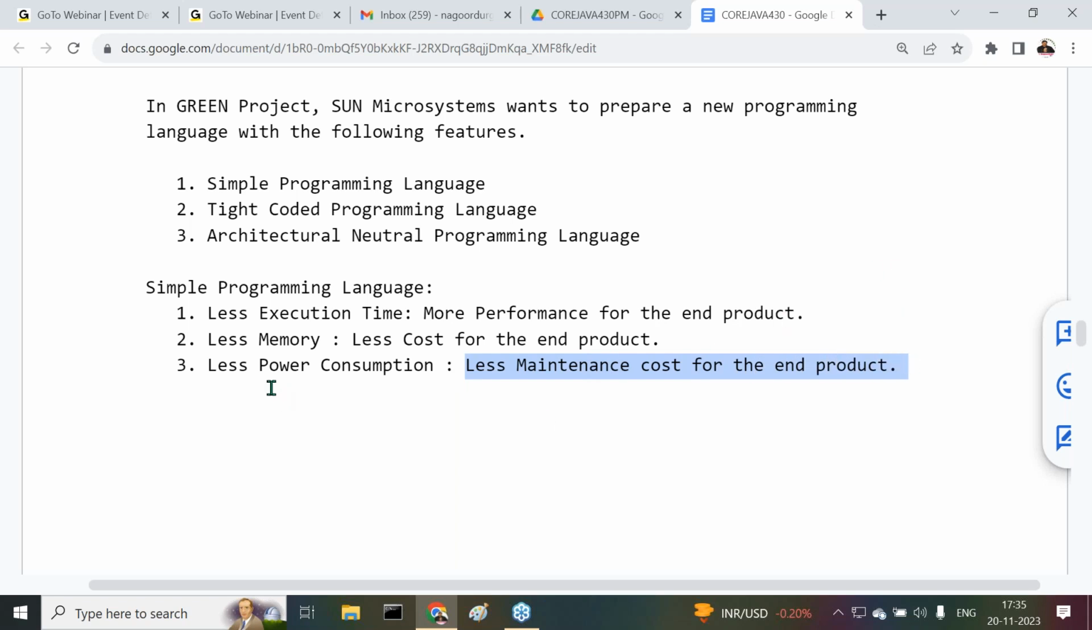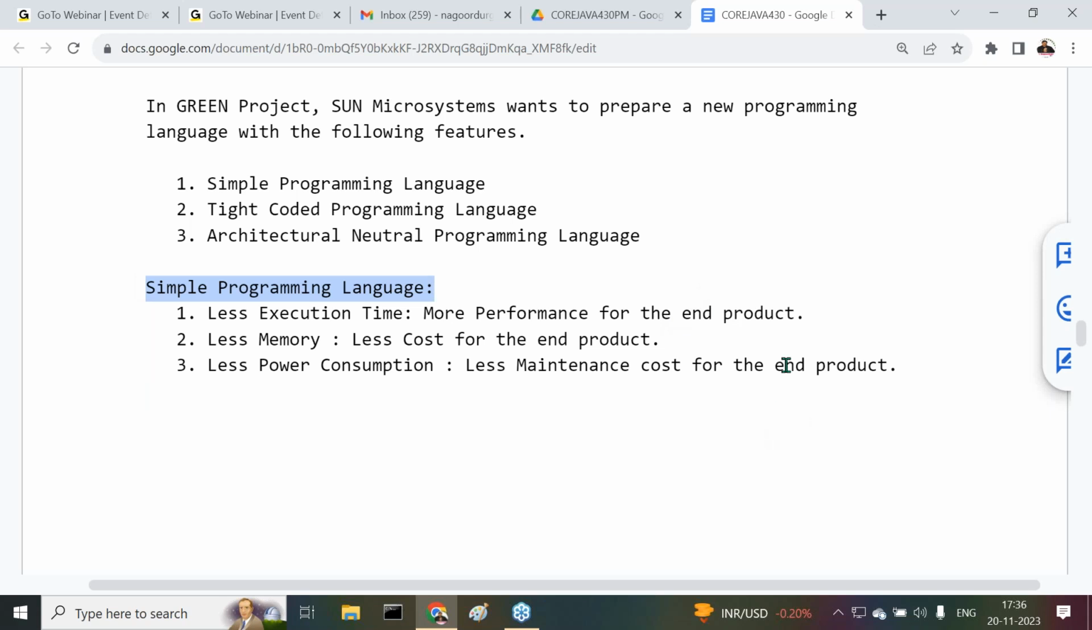If there is more energy consumption, automatically more maintenance cost will come, so demand will be reduced for the end product. These are the factors that Sun Microsystems wanted to include in the new programming language under the simple programming language. Guys, are all of you following?